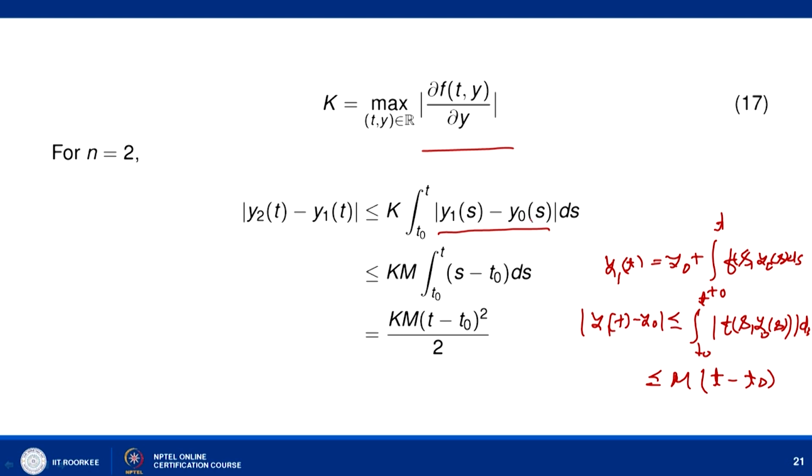So, |y1(s) - y0(s)| is bounded by M(s - t0), and if you simplify this integration, it comes out to be K M (t - t0)^2 / 2. So, now this we have shown for n equal to 2.